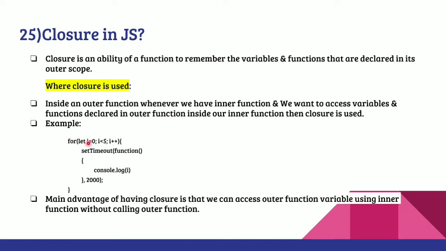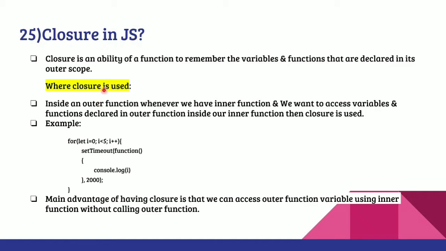So here we have a for loop. Inside that for loop we have setTimeout, and there we have written a function. In this particular function, nowhere have I declared the variable i. Along with that, I have not taken i as a parameter also. But yes, I am able to access i here perfectly. So whenever we have not declared a variable inside our scope, but we are able to use it, that means we are able to remember it. So this is a perfect example of a closure.